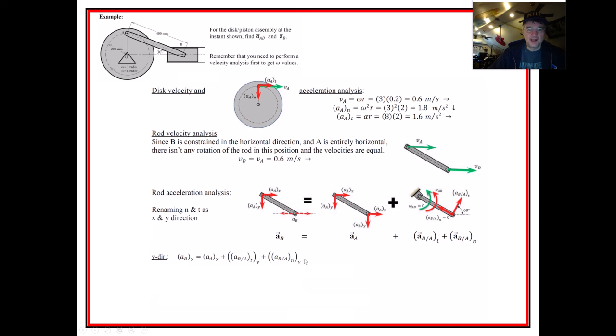We go in the y direction first. That's a good strategy here because there's nothing in the y direction at B. We know that's going to be equal to 0 right there. So there's 0. We come over and we look in the y direction, and we know that this is a negative 1.8 that we got from up above.